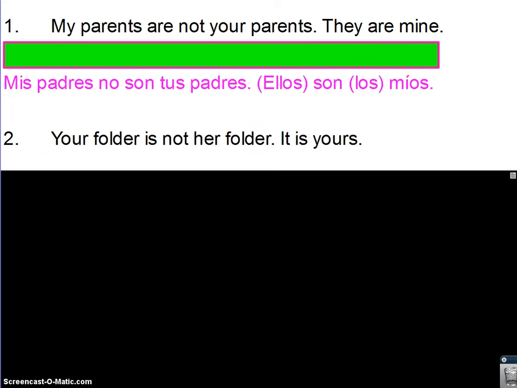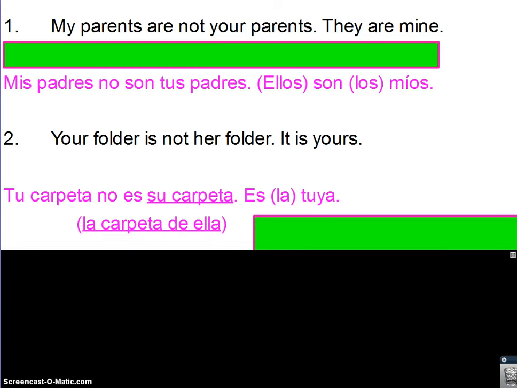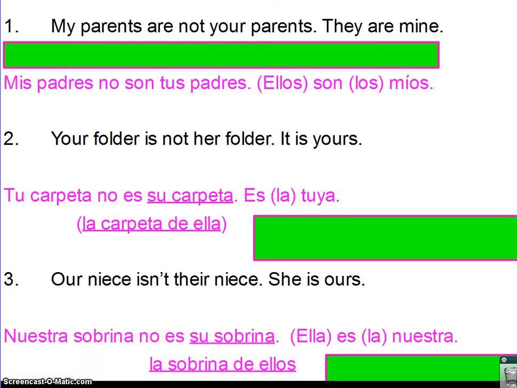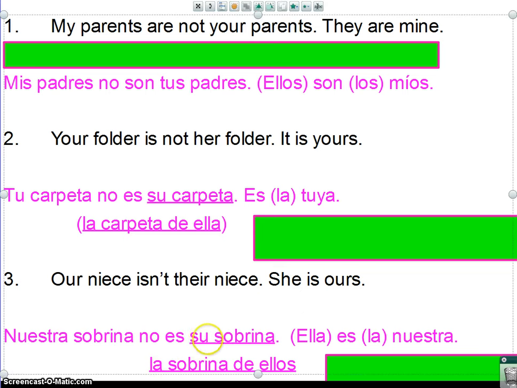Number 2, your folder is not her folder, it is yours. Okay, tu carpeta no es su carpeta, or perhaps you had la carpeta de ella. That would work as well for this right here. But for it is yours, you need es la tuya because it's matching folder. And for this one, our niece isn't their niece, she is ours. Nuestra sobrina no es su sobrina, ella es la nuestra. Or in this part here, instead of su sobrina, you could have said la sobrina de ellos.